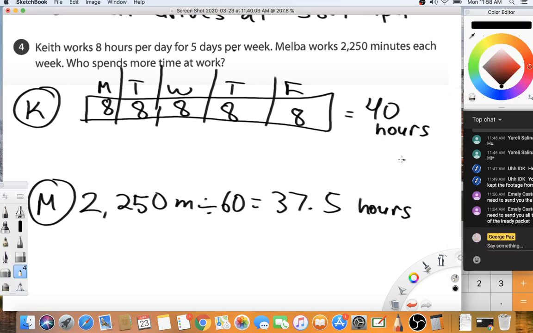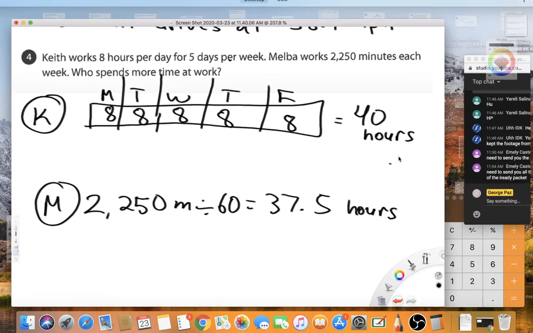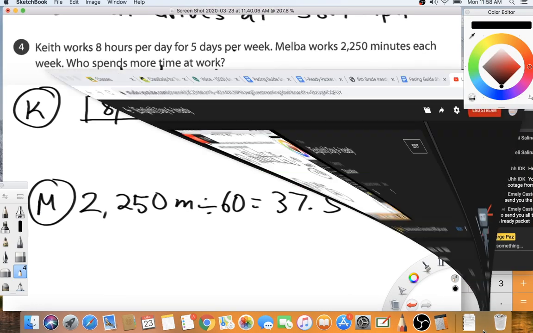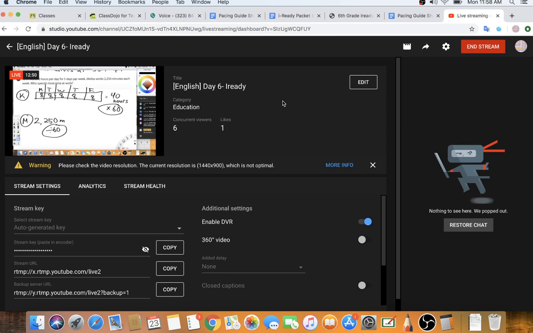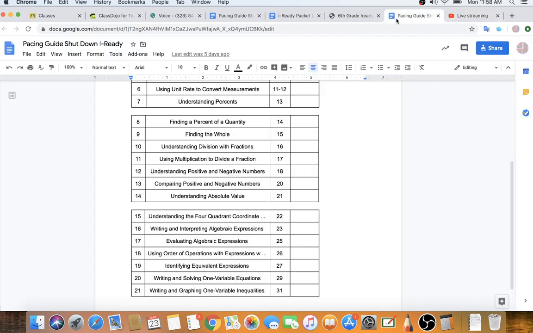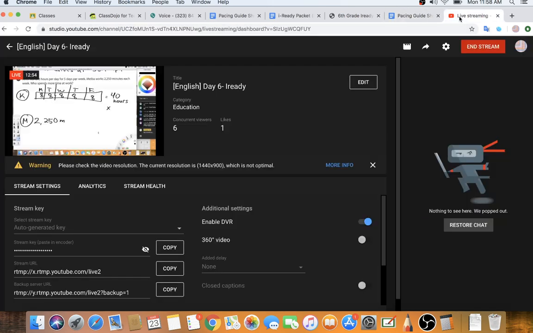That's going to be it for page 11. I forgot what page it was. What page is this? Day 6, page 11. I'll do page 12 right now after this.